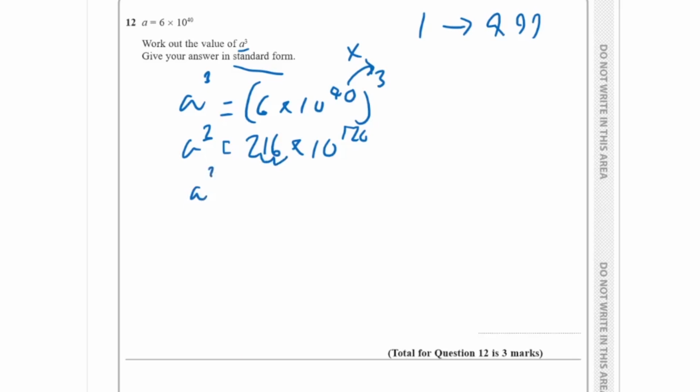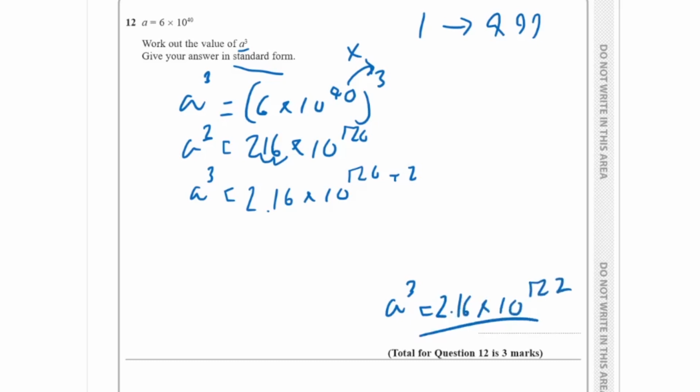So a cubed is equal to, when moving to the left, we simply add 10 to the given value. So 2.16 times 10. Here we move it twice. So 120 plus 2. Our final answer should be a cubed is equal to 2.16 times 10 to the power of 122.